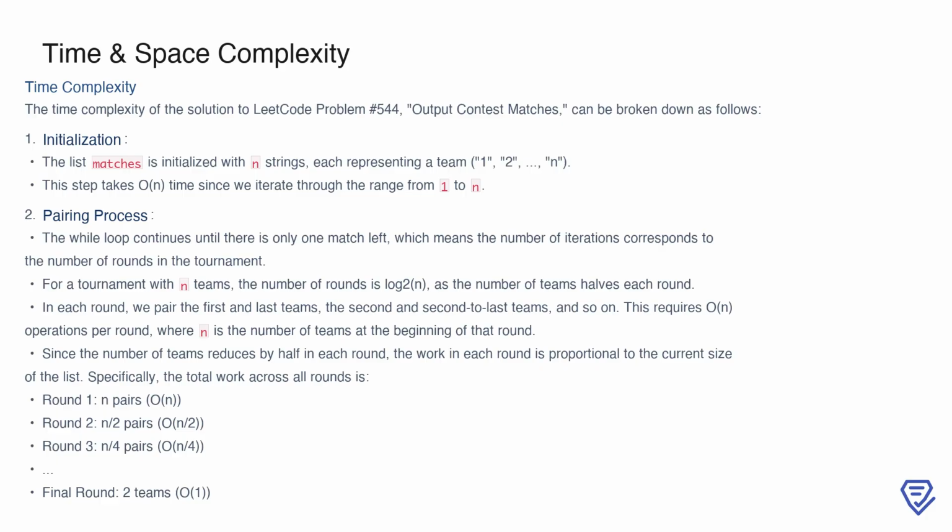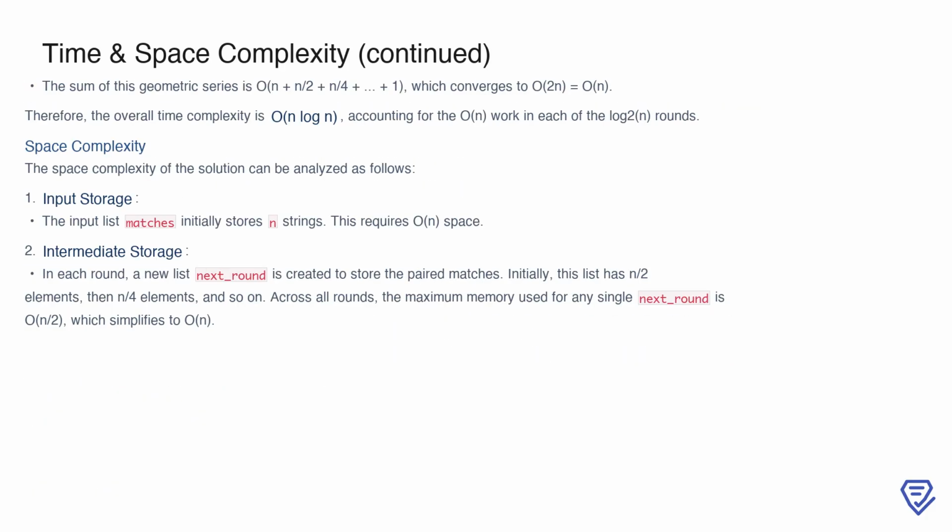Since the number of teams decreases by half in each subsequent round, the total work across all rounds can be expressed as a geometric series: n operations in the first round, n/2 in the second, n/4 in the third, and so on, until the final round involves just 2 teams. This breakdown gives us a clear view of how the work is distributed over the rounds. Now, if we calculate the sum of this geometric series, n plus n/2 plus n/4 plus ... plus 1, it converges to 2n, which simplifies to O(n). Combining this with the log2(n) rounds, the overall time complexity becomes O(n log n).